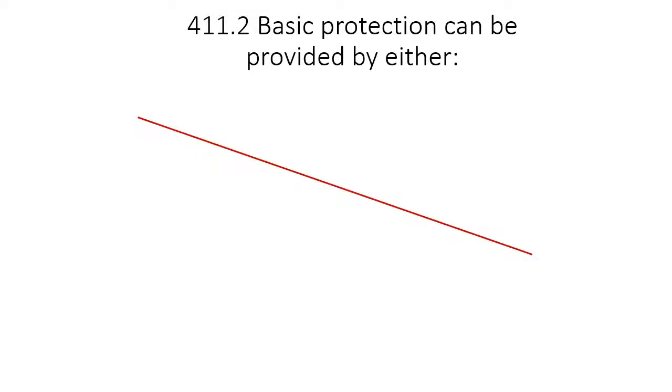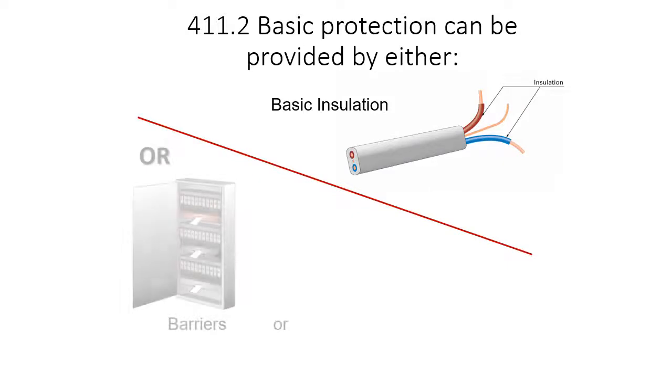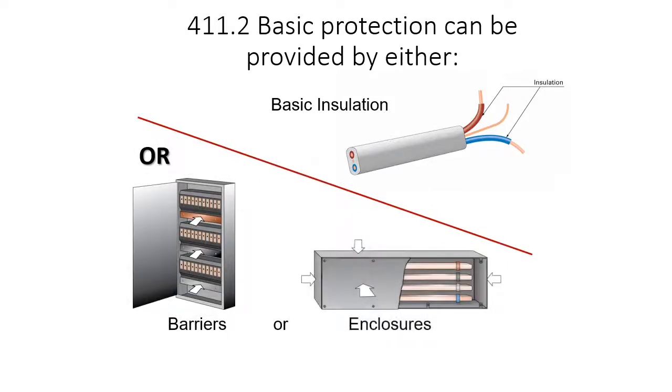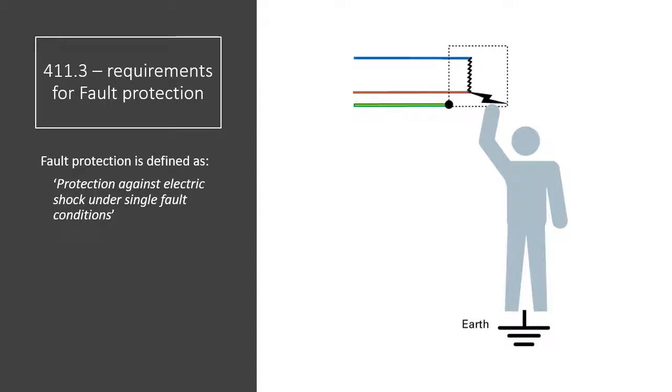So let's have a look at basic protection. Basic insulation, barriers, or enclosures all form basic protection, protecting from actual direct contact. Now, fault protection is something a little bit different. Fault protection is defined as protection against electric shock under single fault conditions. So we look here, we've got our CPC cable there protecting a casing. The line conductor has actually shorted down to the casing, so the path of least resistance should be down through the CPC and tripping the relevant protective device. What we don't want is electricity to flow through the human body down to earth.